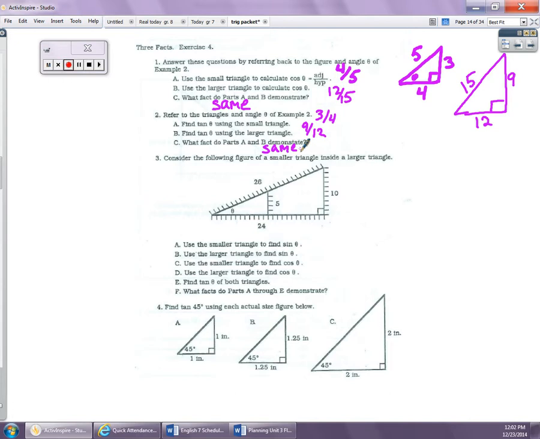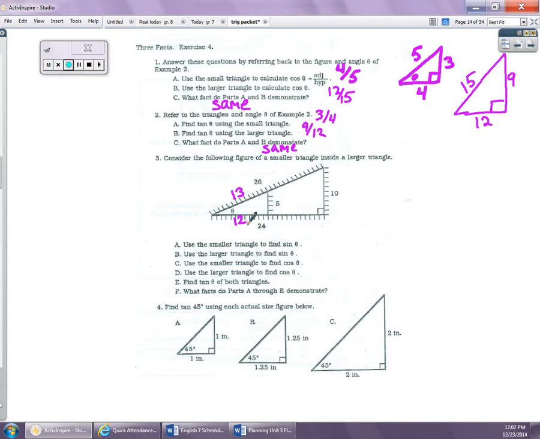So if we look at this, use a smaller triangle to find sine of theta. What we know is that we're given 5, 10, 24, and 26. We have a smaller triangle, so they have a scale factor. This is half of this. So this side is going to be half of 26, so that's 13. And half of 24 will give us 12. So now we have our measurements for our smaller triangle.